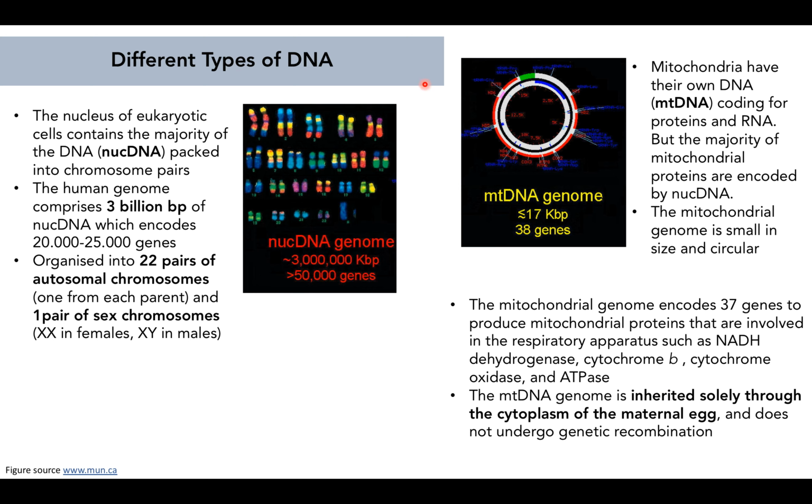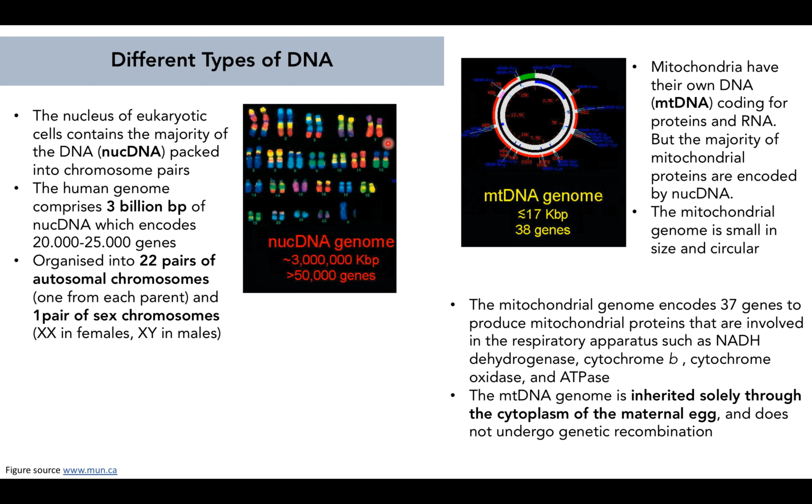This is a picture of eukaryotic DNA, and this is a picture of mitochondrial DNA. The nuclear DNA is packed into chromosomes. You may have seen a picture of chromosomes before. There are 23 chromosomes in humans, 22 somatic and 1 sex chromosome. We have 3 billion base pairs of nuclear DNA, all packed into 23 chromosomes, which are then packed into a nucleus.